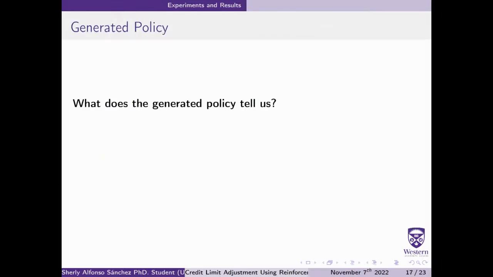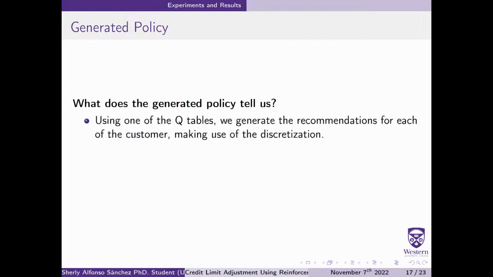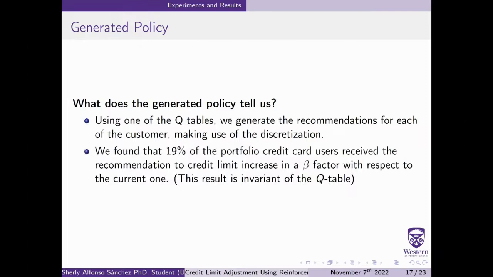And after training our algorithm, we need to decide what the recommendation policy is, what the generated policy is. For that, we took one of the Q tables. This should be invariant for every table, and generated recommendations for each of the customers. We found that in this case, 19% of the portfolio receives a recommendation of increasing a beta factor with respect to the current credit limit at that moment.